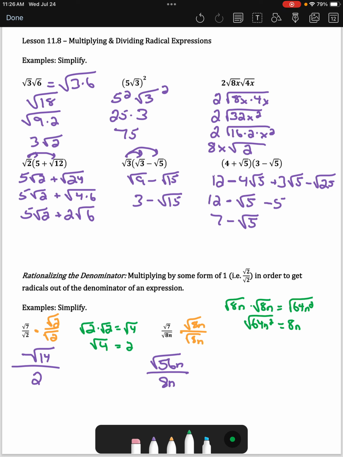We're not done here, because 56 is hiding something from us. 56 is hiding a perfect square. Which one? Four. 4 times 14 is 56. Which means the 4 itself can come out of the radical.